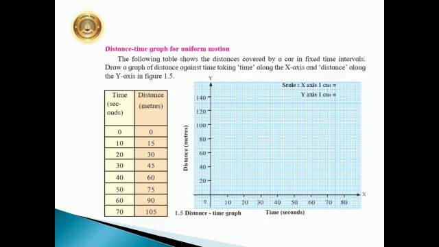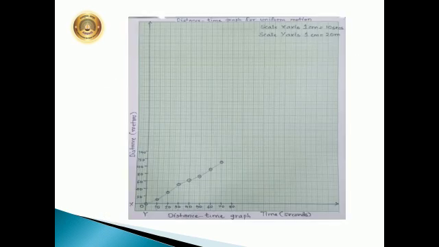Now look at the table. Time in seconds is given: 0, 10, 20, 30, 40, 50, 60, 70. Distance is given: 0, 15, 30, 45, 60, 75, 90, 105. You have to plot a graph with time on the x-axis and distance on the y-axis. Now when you plot the graph, you come to know that this is uniform motion. Now you all are going to do this activity in your book.